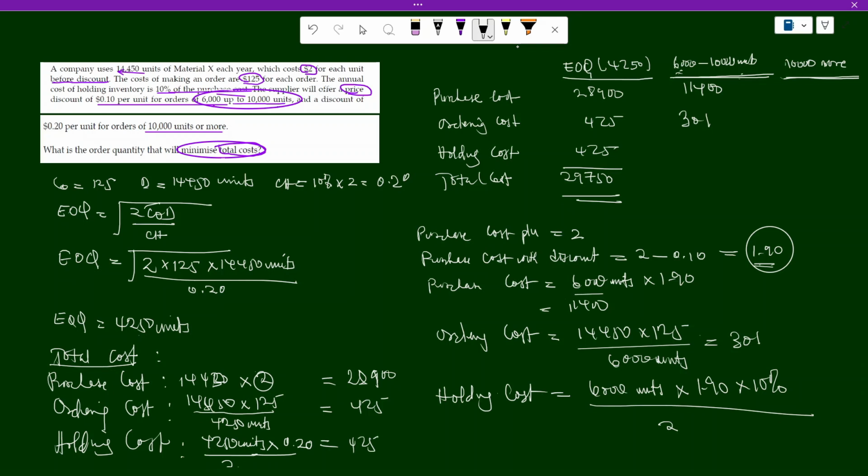Okay, so here we are going to get 6,000 times 1.90 times 0.1, divided by 2, and that is going to give us 570. Okay, so the holding cost will be 570.